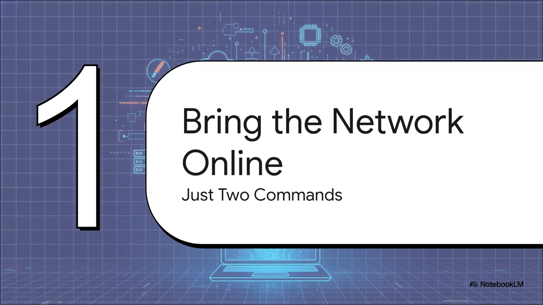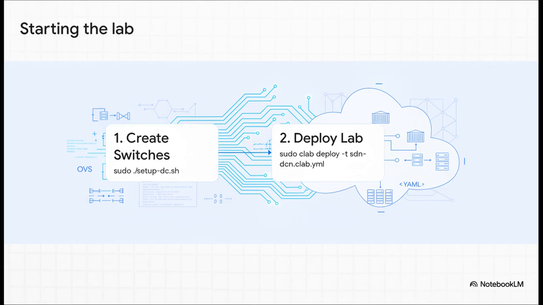Nope. And this is where the pure elegance of this project really shines. You can bring this entire data center network online with just 2 commands. That's it. So, once you've cloned the repository from GitHub, you just run 2 little commands. First, setup-dc.sh. That creates all your virtual switches. Then, clab deploy. That tells Container Lab to read the topology file and build everything else. And boom, that's it. Your data center is live.